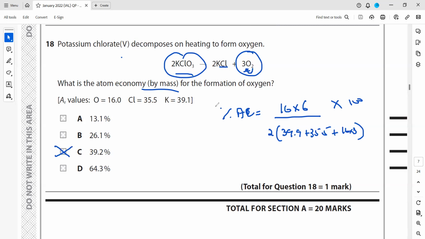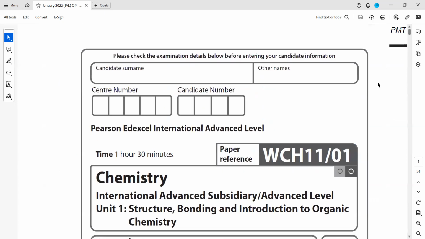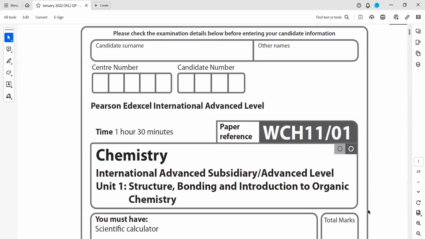So percentage atom economy is the mass of a desired product divided by the total mass of the reactants, into 100. Is it clear, this one?